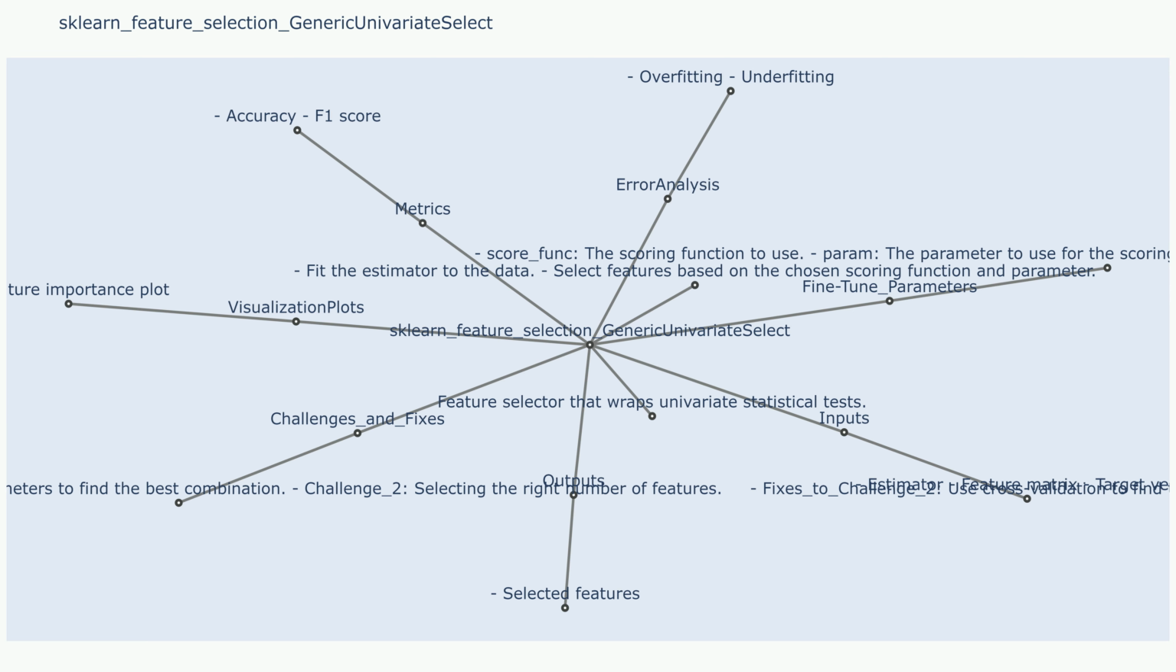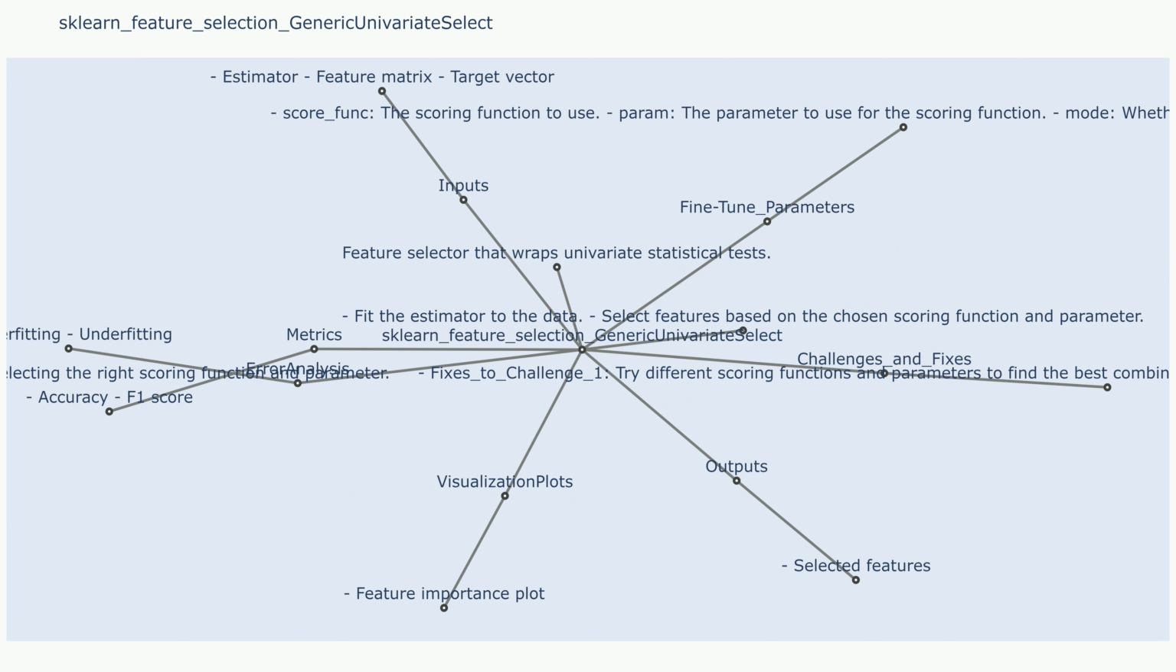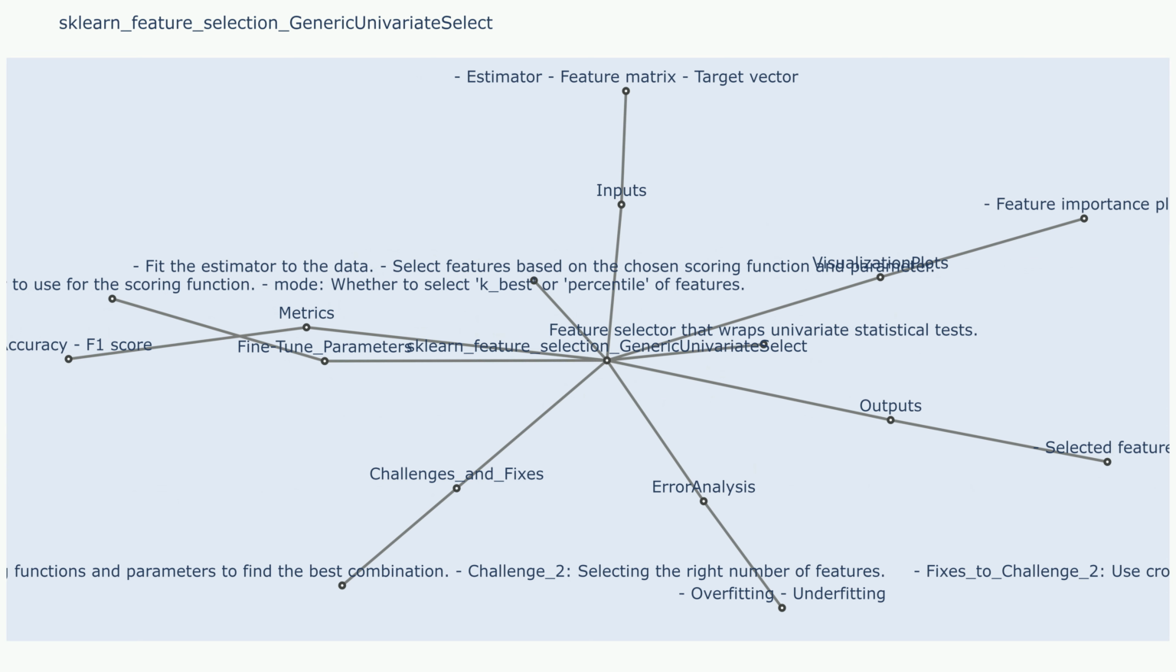Inputs: scoring. This is a callable function that evaluates the univariate feature selection. It should take two arguments, the training data X and the target variable y, and return a tuple of two arrays, the scores and the p-values. Examples of score functions include f_classif for classification tasks and f_regression for regression tasks.